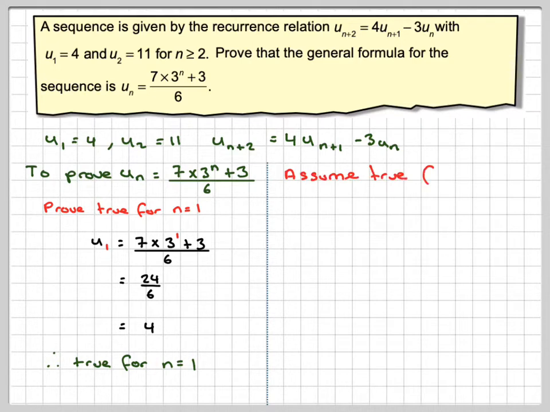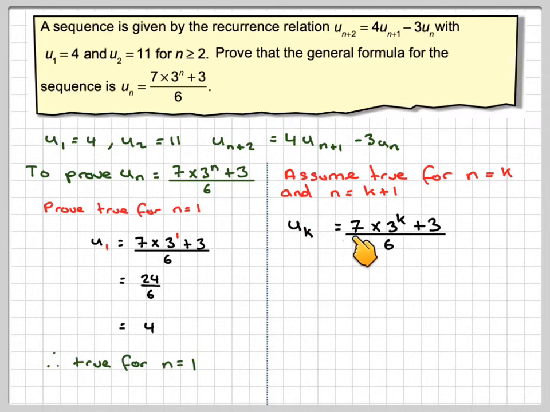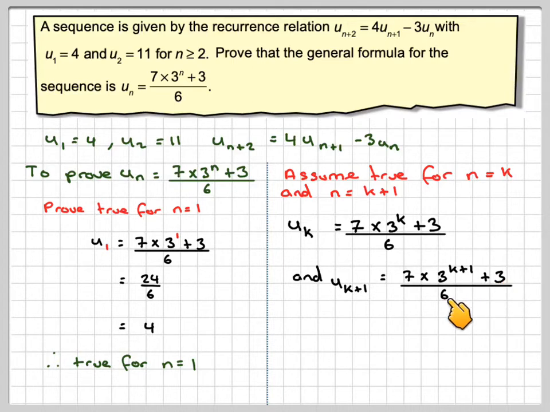Next, we need to assume true for two values, n = k and n = k + 1, because we've got two values to put in our recurrence relation. So u_k = (7 × 3^k + 3)/6, and u_{k+1} = (7 × 3^{k+1} + 3)/6. And then we've got to prove true for n = k + 2.